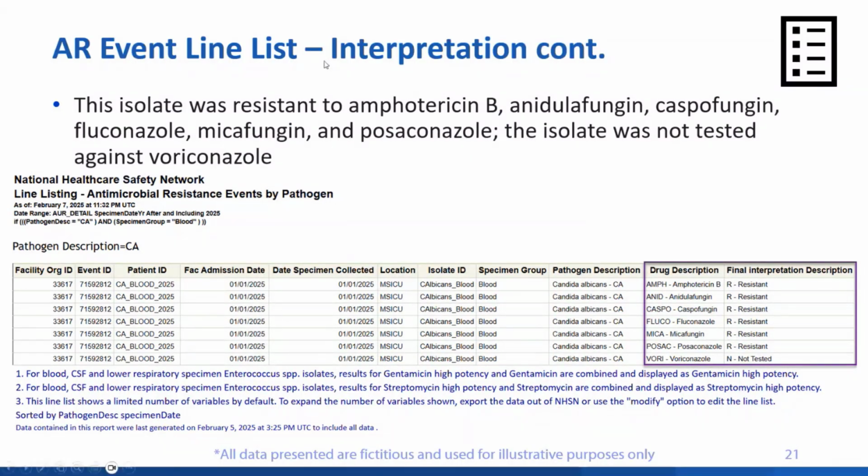This isolate was resistant to amphotericin B, anidulafungin, caspofungin, fluconazole, micafungin, and posaconazole. The isolate was not tested against voriconazole. That you can see in the last two columns of the report, the drug description and the final interpretation description highlighted by the big purple box.